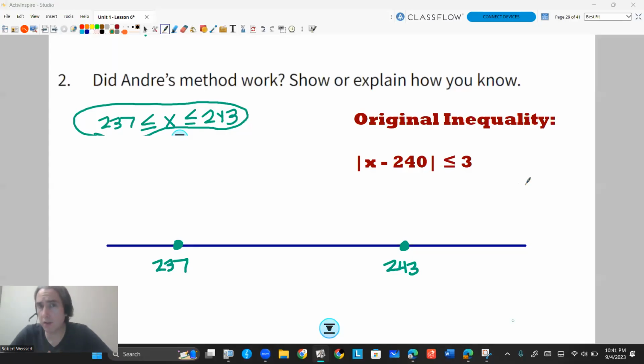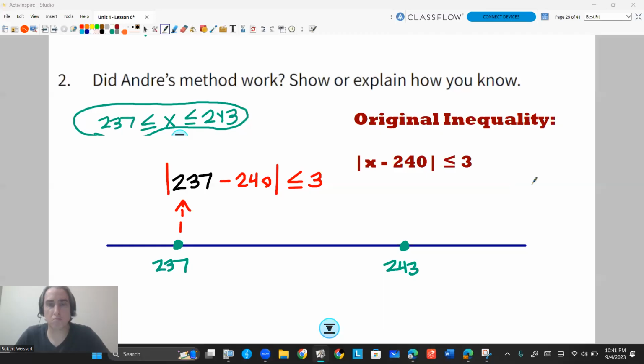So did it work? Is this actually the correct solution set for this inequality? What we could do is test some points to make sure that this works. Let's say I wanted to throw in 237 to the original inequality. Does that give me a solution that meets the requirements for this inequality? And the answer here is yes, because 237 minus 240 is negative 3. And the absolute value of negative 3 is 3, which is less than or equal to 3. So that actually works. But what about some of the other numbers?